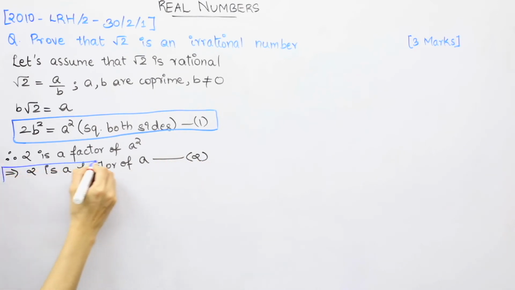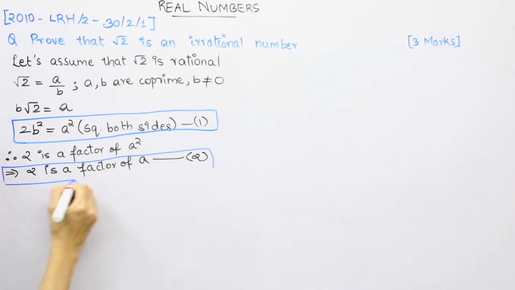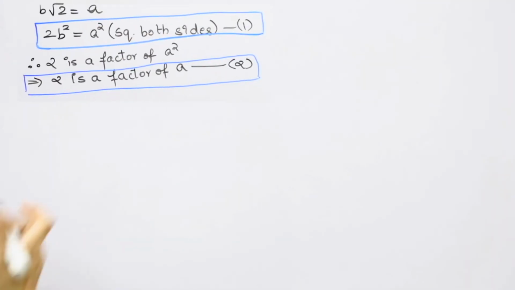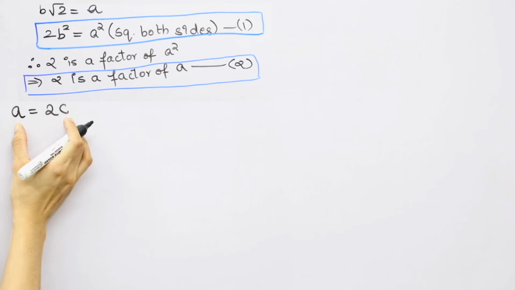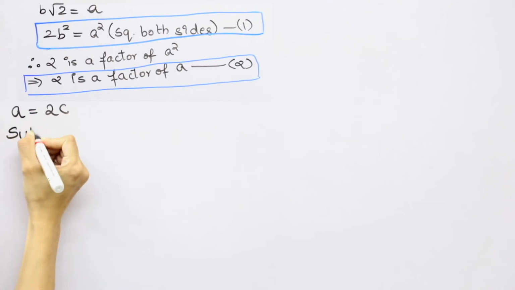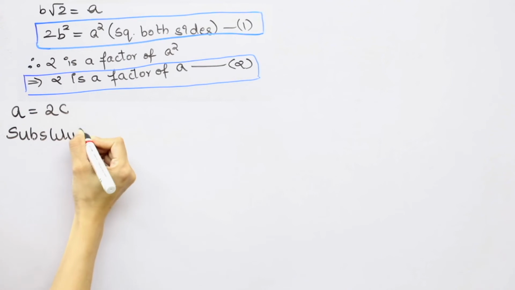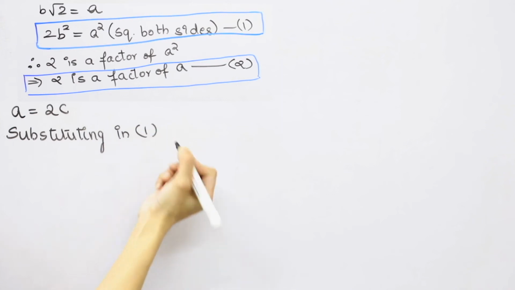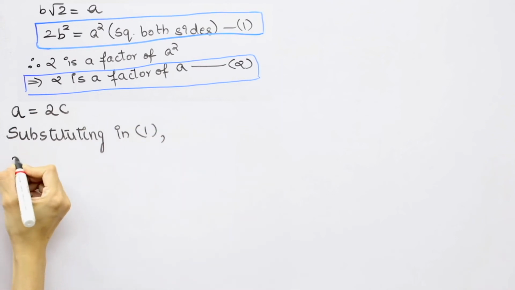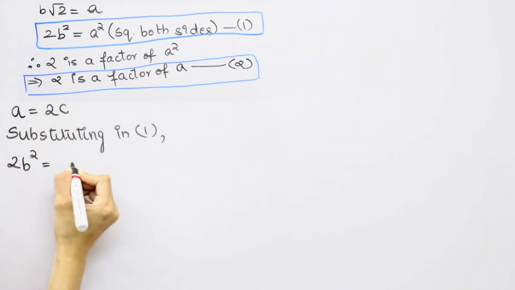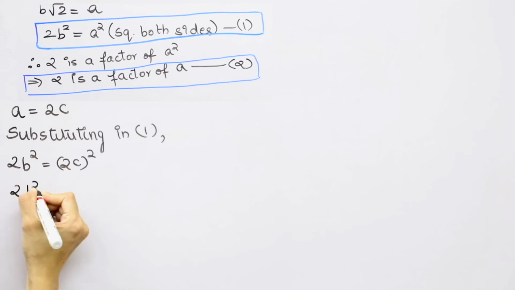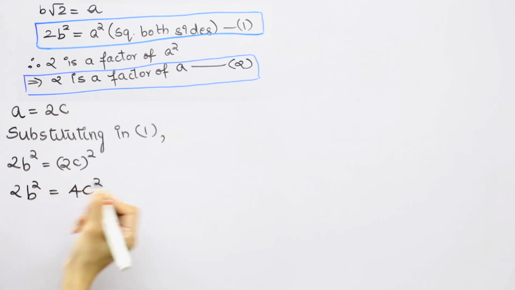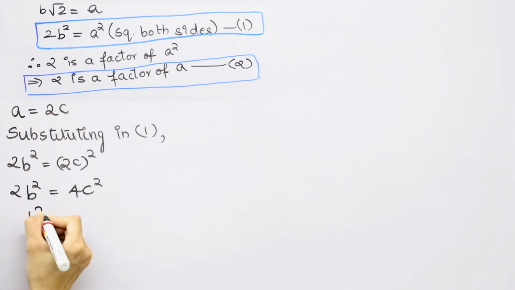Since 2 is a factor of a, there should be a number c such that a is equal to 2c. Now let's substitute this value in equation 1. What is equation 1? 2b square equal to a square. So instead of a, we have 2b square equal to 2c the whole square. This becomes 2b square equal to 4c square. Cancelling 2 here, we get b square equal to 2c square.